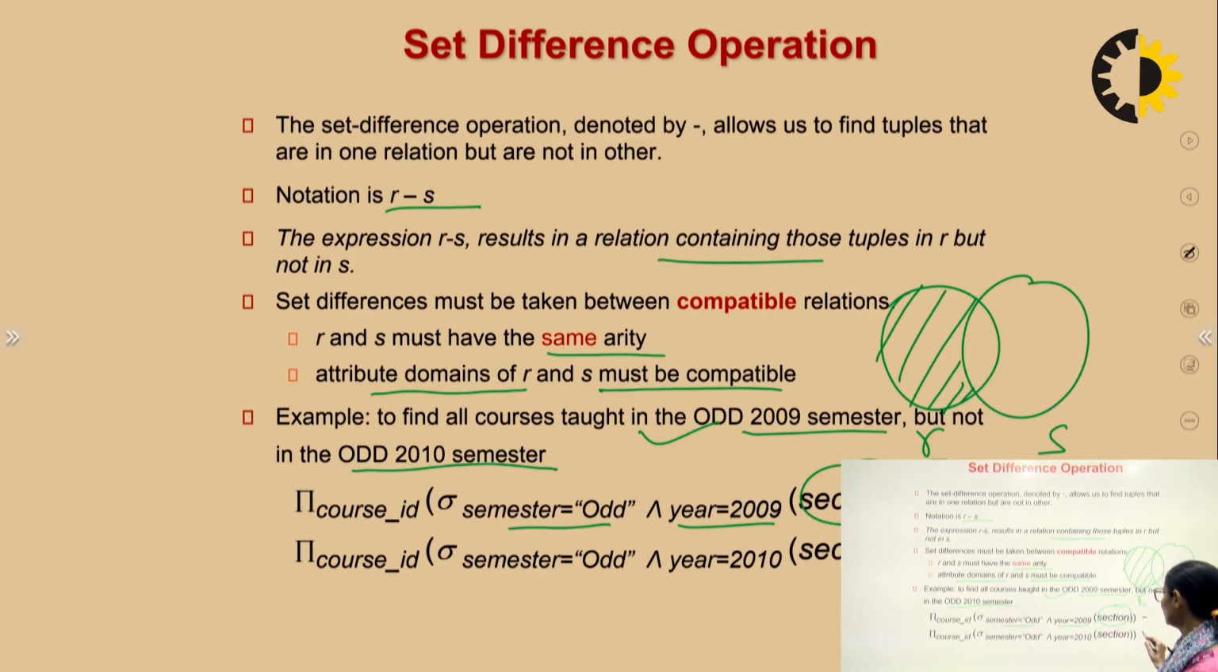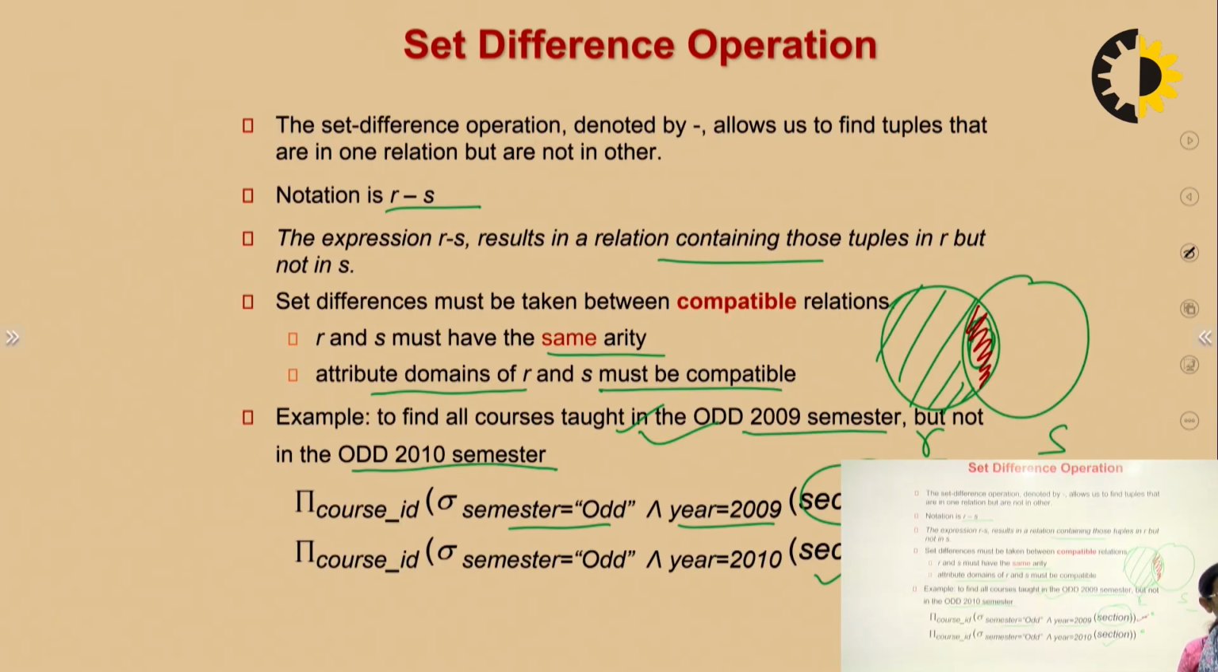There are some entries which are common in both and which are unique to this relation, but what outcome do I want? I want only those subjects which have been taught in odd 2009 but not in odd 2010. So in this query, I want to discard this part also. So this implies I need to use the minus, that is set difference operator.